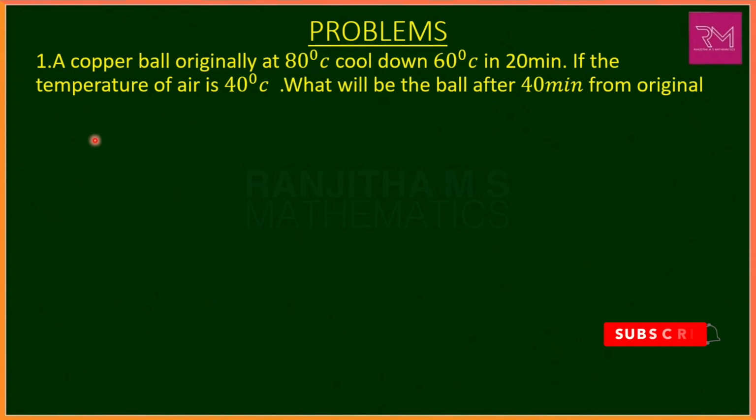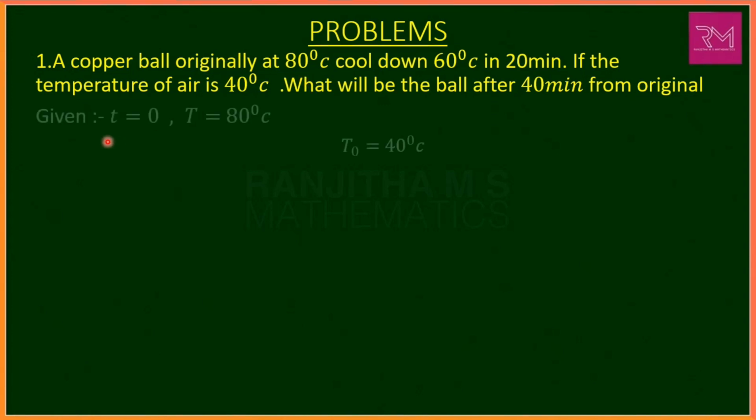So first take the given data. Here they have mentioned a copper ball originally at 80 degrees Celsius. That is, first at room temperature the copper ball will be at 80 degrees Celsius. If we cool down that copper ball, it reduces to 60 degrees Celsius in 20 minutes. If the temperature of air is 40 degrees Celsius, then we have to find the temperature of the ball after 40 minutes from the original value.